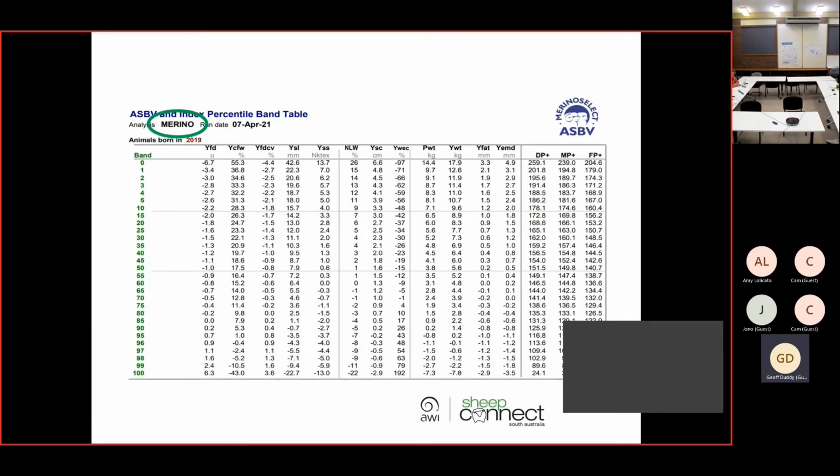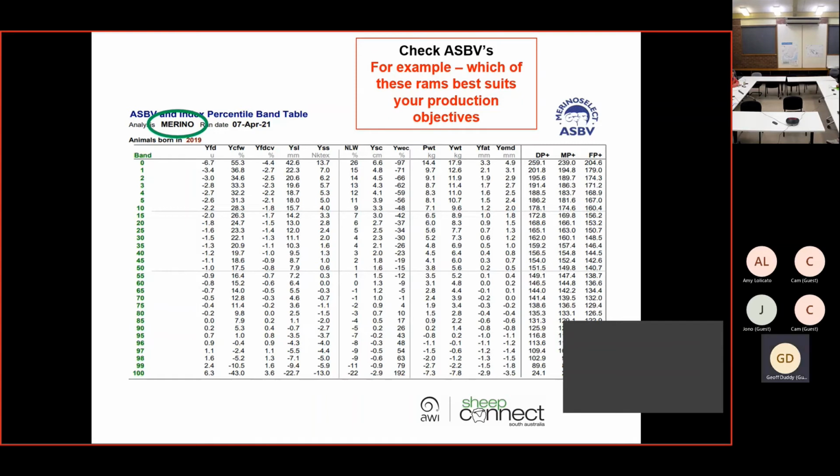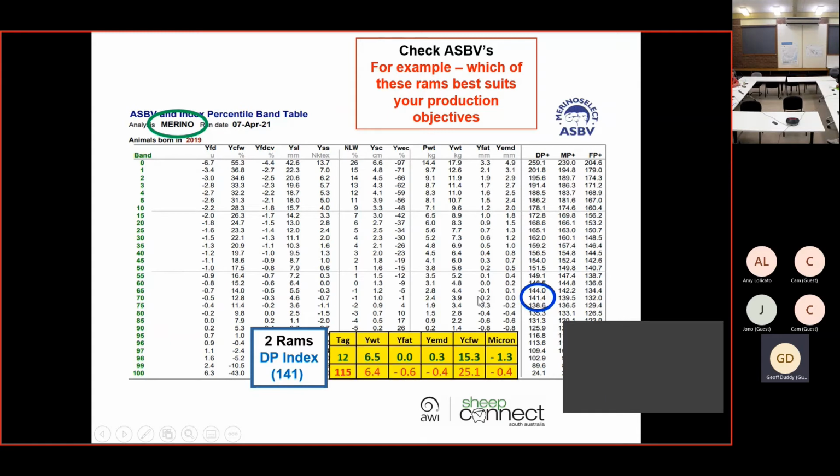Again, we've got Merinos here. We're going to have 2 rams. They're on the DP Plus index of 141. So that is down here, in the 70 percentile band. These are the values of these 2 rams that go in to make up this index, and they put different weighting on these traits. Mostly growth rate has got a fairly heavy weighting in most of the indexes. Something like Fibre Plus is going to have more emphasis put on, say, clean fleece weight. So just bear with me. We'll show you these 2 rams and see where we sit.